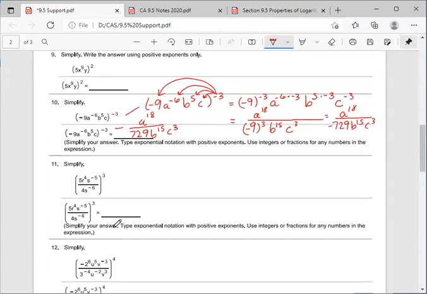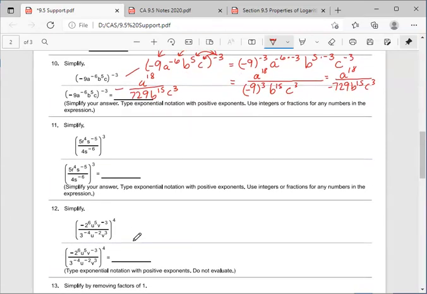So let's look at 12. It looks more complicated, so let me help you with 12. I'm going to write this bigger just so that it's easier for you guys to see. So negative 2 to the 6th, u to the 5th, v to the negative 3rd, over 3 to the negative 4th, u to the negative 2nd, v to the 3rd, all raised to the 4th power.